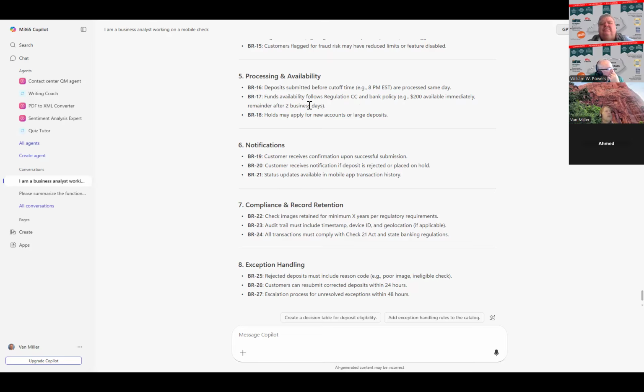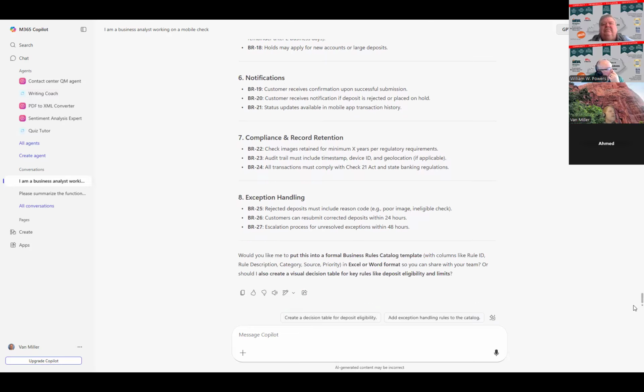200 available immediately and the remainder after 2 days. I don't remember seeing that in there, but that might be a best practice thing. Holds may be applied for new accounts or large deposits. I can remember some things about that. Notifications: customer receives confirmation, and customer receives notification that a deposit is rejected. Yep. Status updates are available in the mobile app transaction history. I think that was in the case study.